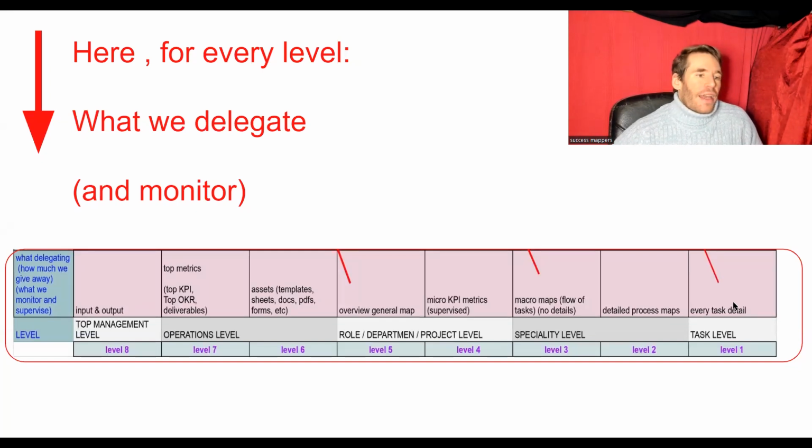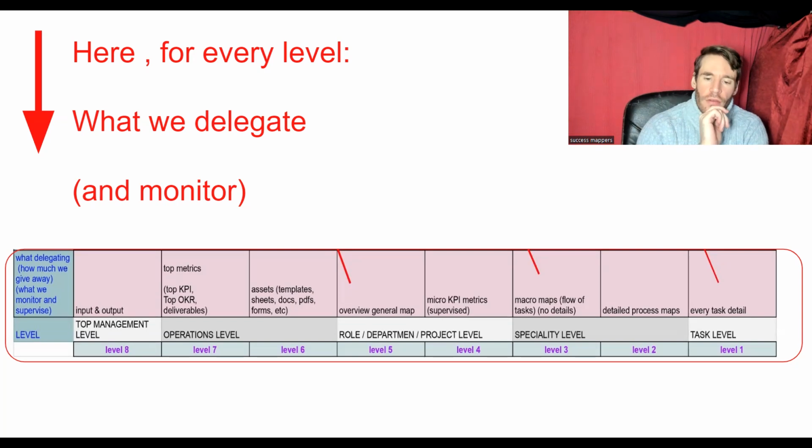And here for every level, maybe we will also create specific videos in the future about each situation. For every level, what we delegate, so what information we provide and what we monitor and supervise. So at level 1, we need to give everything. So we need to give input and output, dot metrics, assets, overview, general map, micro KPI, macro maps, detail, process maps, and every task detail. So all the 8 at level 1.